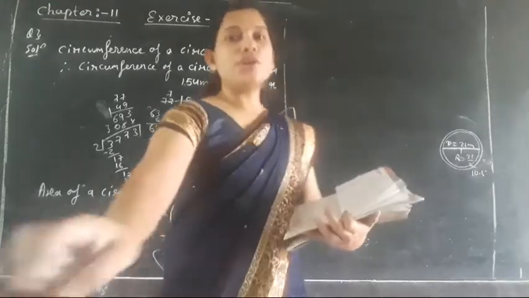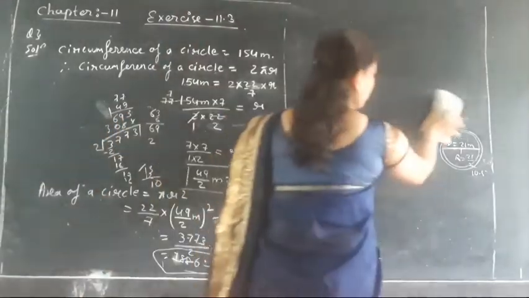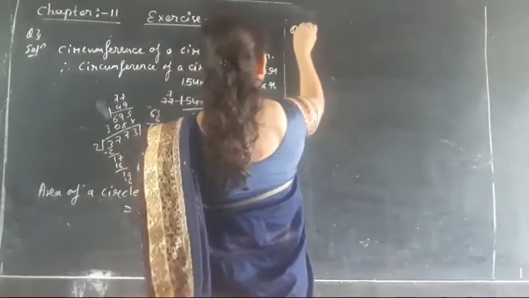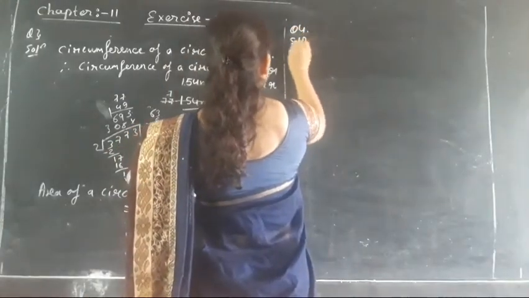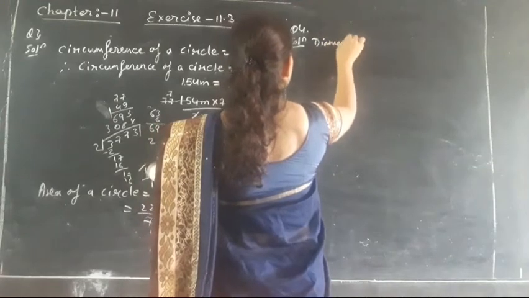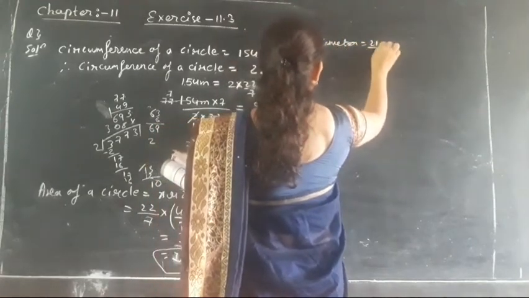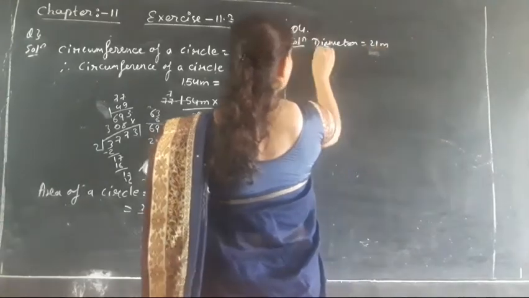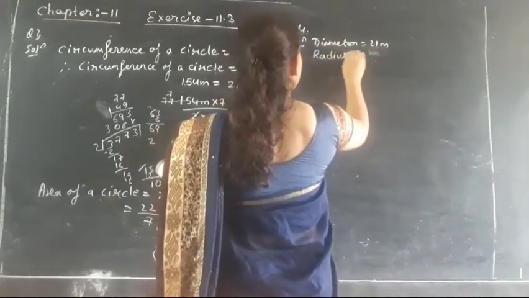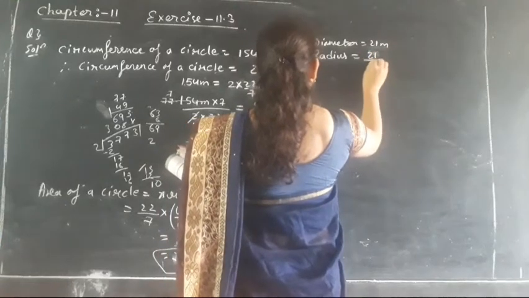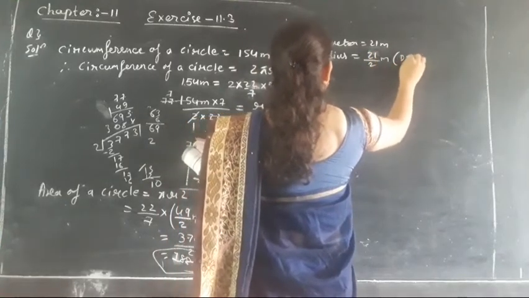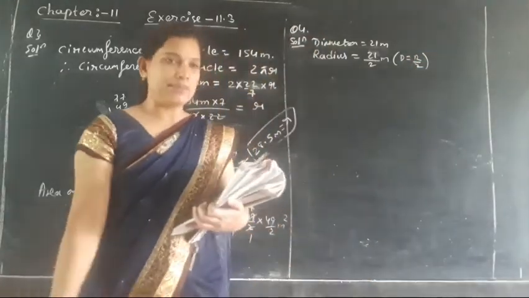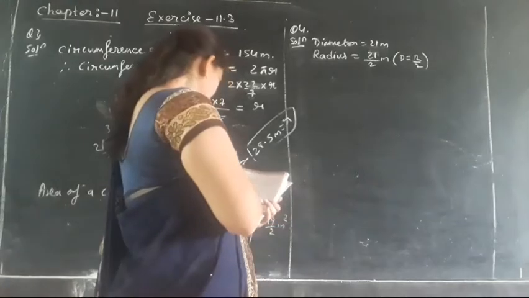Okay, so first what you have to do, student, is you have to convert the diameter as in question number 4 solution. It is given diameter is equal to 21 meter. So with the help of this diameter we can easily find out the radius. So that is 21 upon 2 meter. As we know that radius is equal to d by 2. This is the formula. You people had already studied many times. Okay.